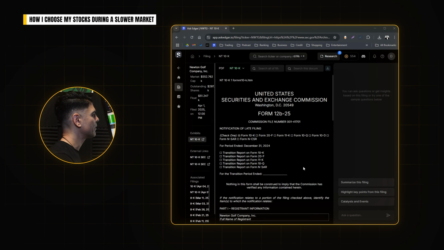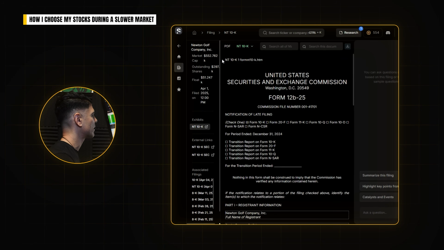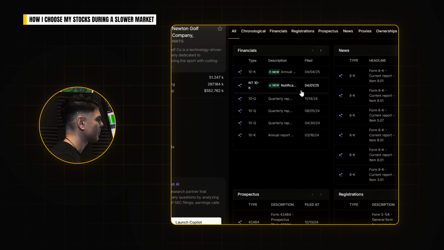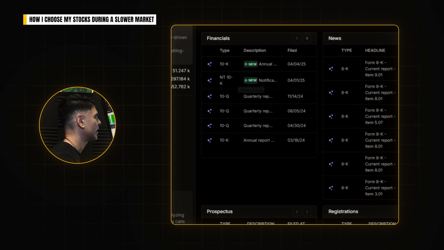Okay, so on March 31st, NWTG, Newton Golf Company, announced that they were announcing earnings. They actually filed it a day later, which was the 1st. That whole move on the chart was based off of the earnings. And it wasn't that exciting because it really didn't do much. It didn't even go up 100%.